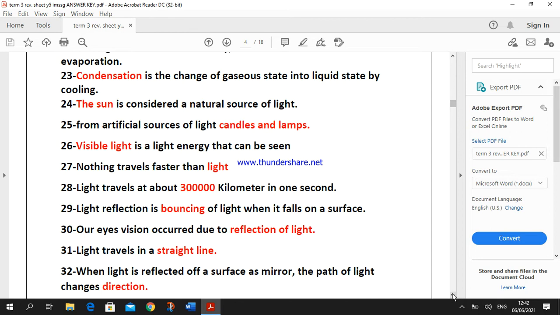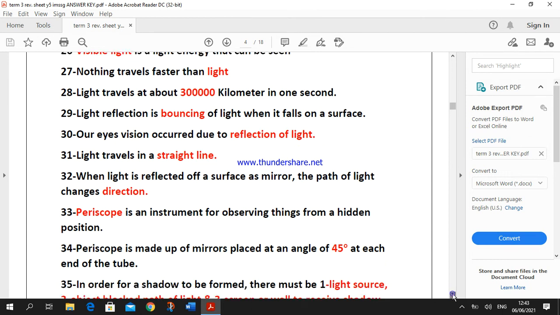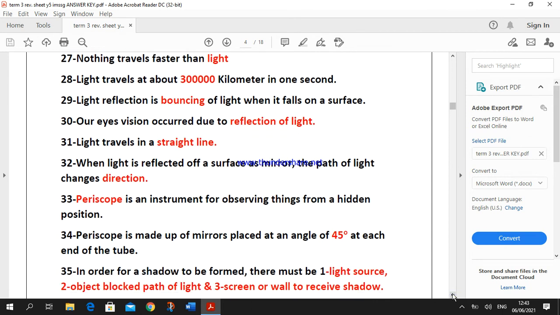Number 31, light travels in a straight line. Number 32, when light is reflected off a surface such as a mirror, what happens to the path of the light? The path of the light changes its direction, okay? 33, periscope.